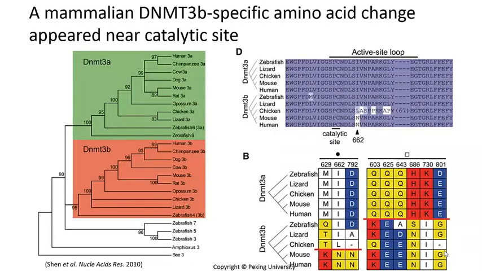By sequence alignment, we can see that there is a DNMT3B specific amino acid mutation in the vicinity of the catalytic center in mammals. It is very interesting that the locus is isoleucine in all DNMT3A and non-mammalian DNMT3B, but turns to asparagine in mammalian DNMT3B.